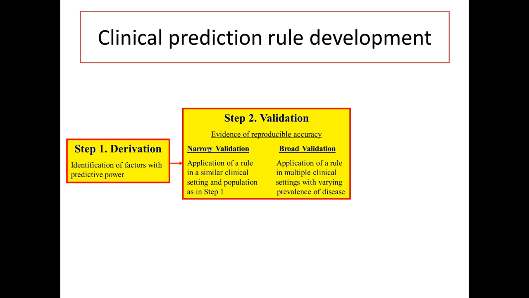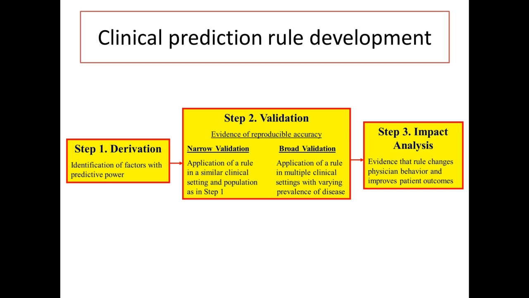It's applying the rule to a similar group of patients, and often what authors will do is take a population of patients, split it in half. On one half, derive the rule, and then test the rule on the second half. That's a bare minimum validation that we should see. We want to see more broad validation of applying the rule by multiple clinicians in multiple different clinical settings with patients at varying risk of disease to see how good the rule does. And then finally, what we really want to see is something called impact analysis, where we see if applying the rule in clinical practice really improves behavior of physicians applying the rule or improves patient outcomes.